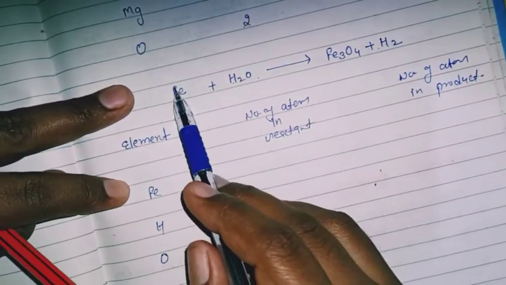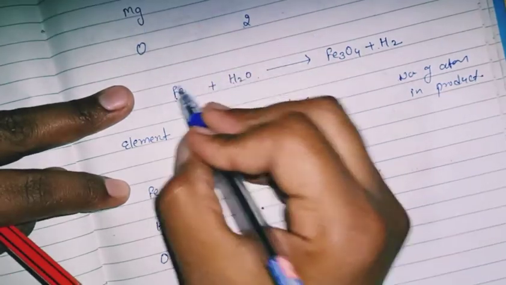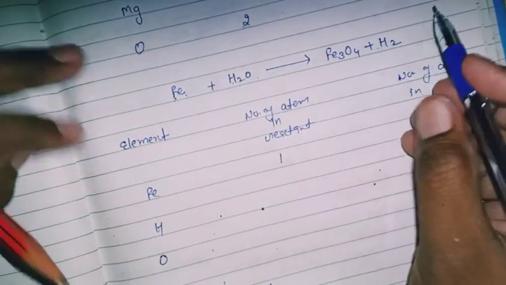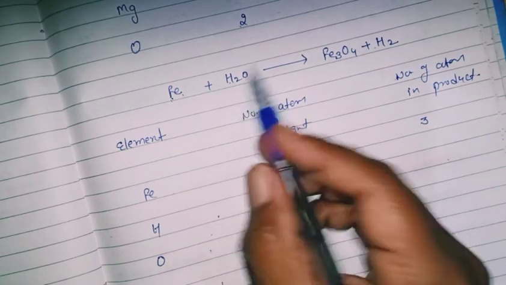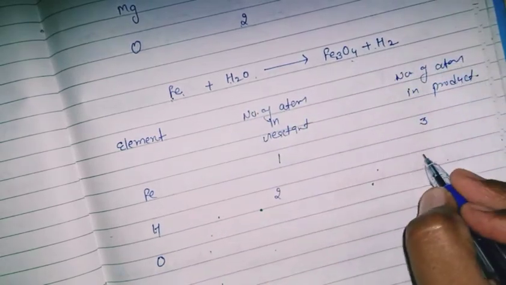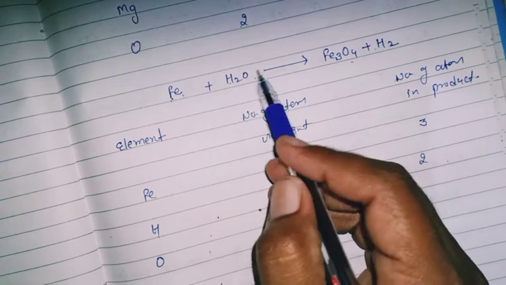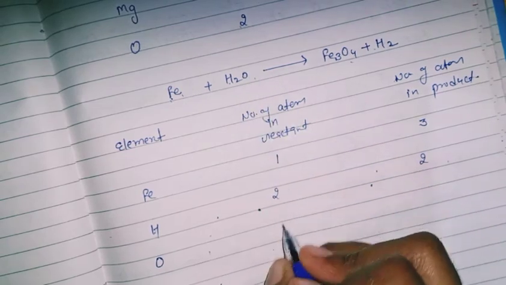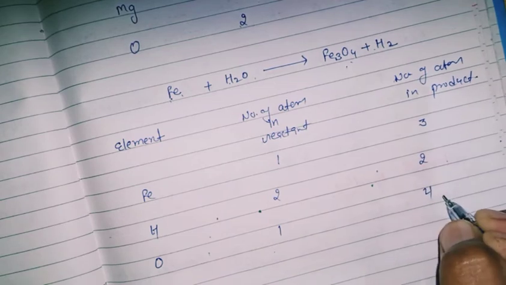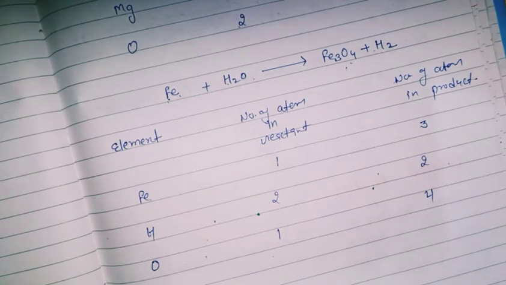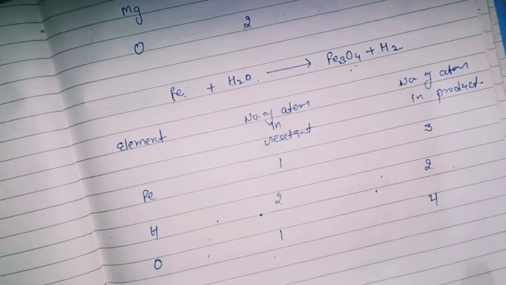Count the number of iron in the reactants. In the reactants, total iron is 1, and in the products, total iron is 3. Come to the hydrogen. In the reactants, 2 hydrogens are there, and in the products also 2 hydrogens are there. For oxygen, in the reactants 1 oxygen is here, and in the products 4 oxygens are here. Let's see how to balance this equation.